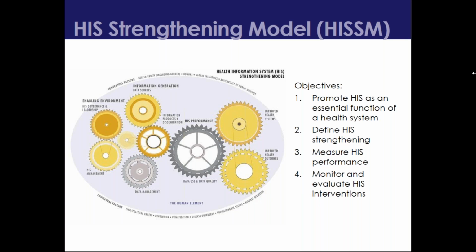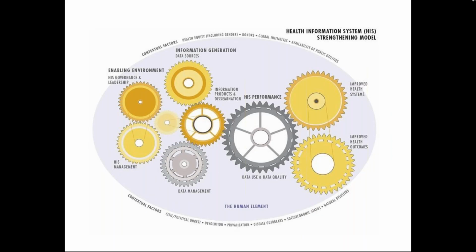So I'm very excited to tell you all about the Health Information System Strengthening Model. This is a model that was developed by the project team to promote health information systems as an essential function of the health system, define HIS strengthening, monitor HIS performance, and monitor and evaluate HIS interventions. It articulates the project's current understanding of the health information system. It guides our ongoing learning of how HIS in low and middle income countries can be developed and implemented to support health systems and improve health outcomes. There's a serious focus on HIS strengthening at the country level, and the model can also guide countries in the assessment, planning, and improvement of their HIS.